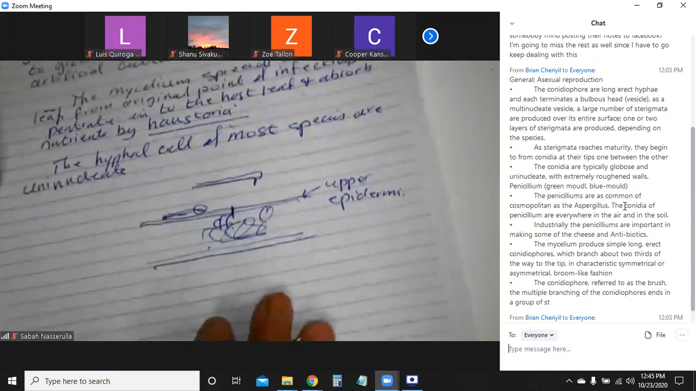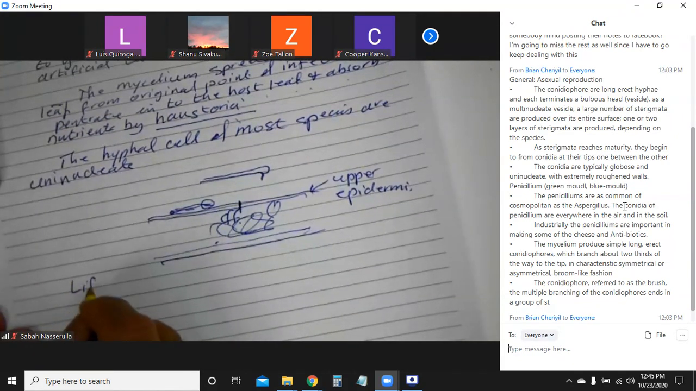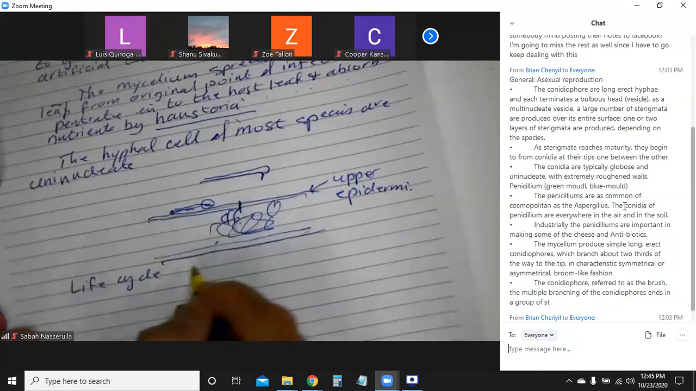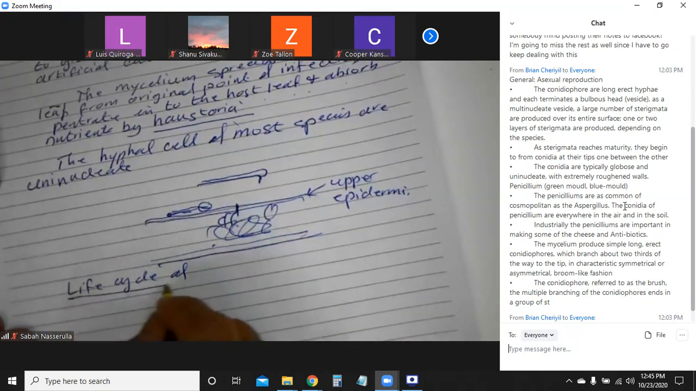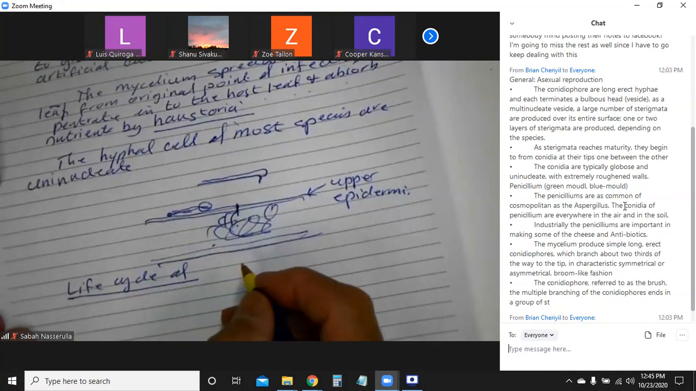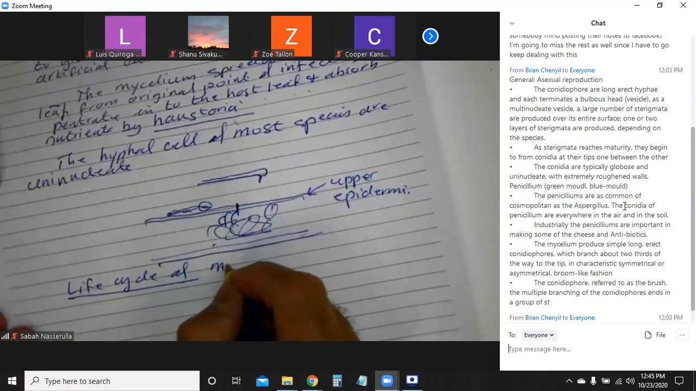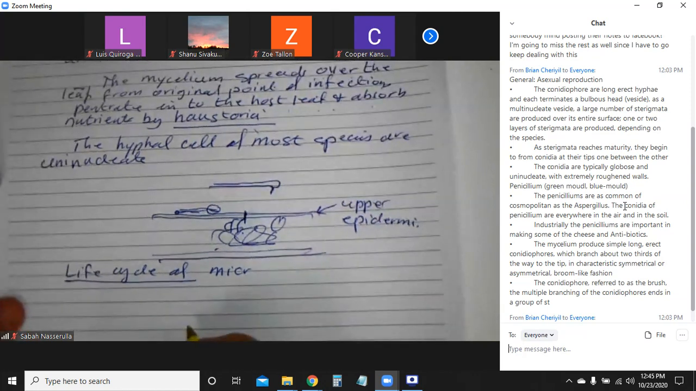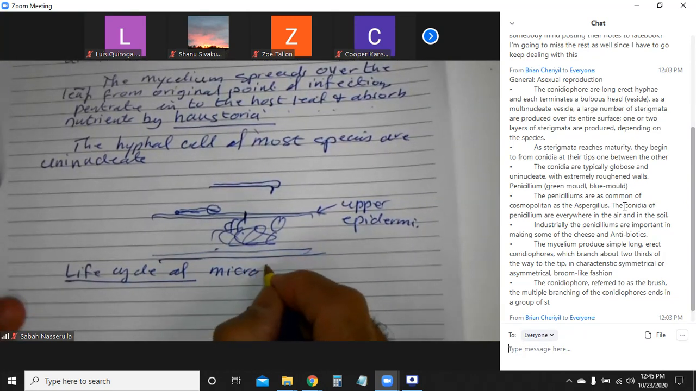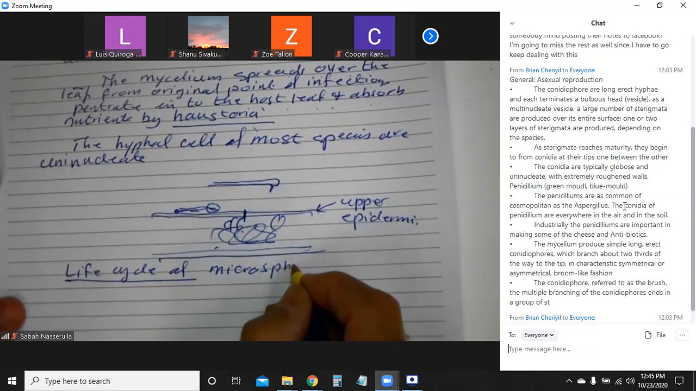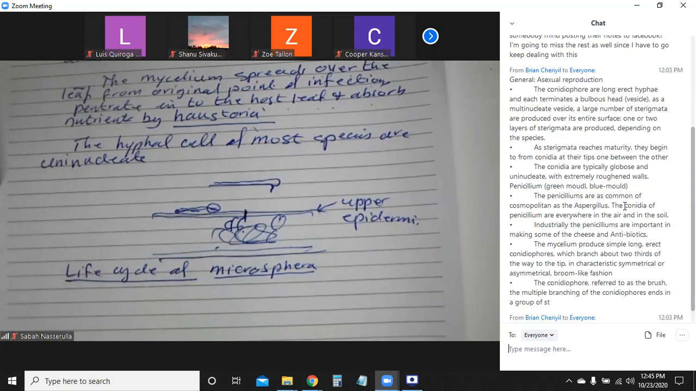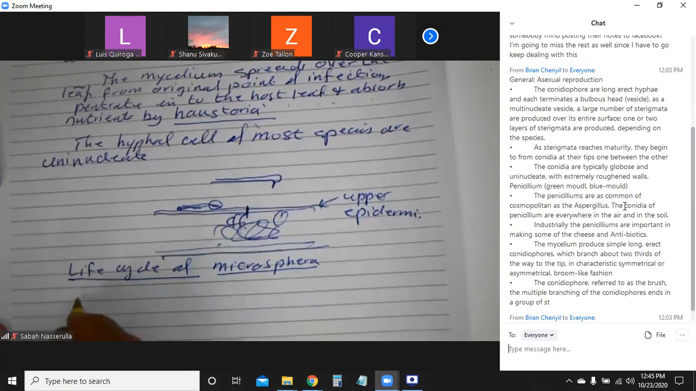Now we're going to start with the life cycle of the organism, the life cycle of Microsphaera. Usually we have Microsphaera alni as the species here. Then we'll start with the asexual reproduction.